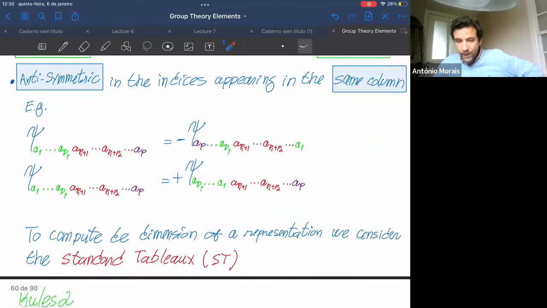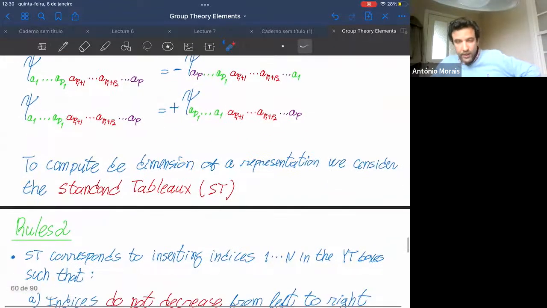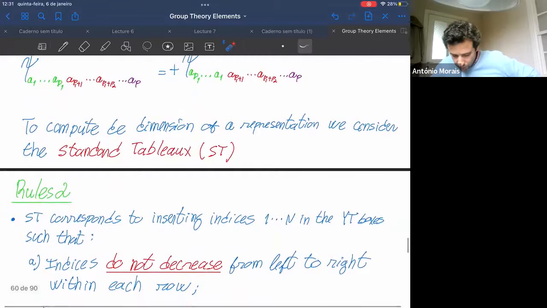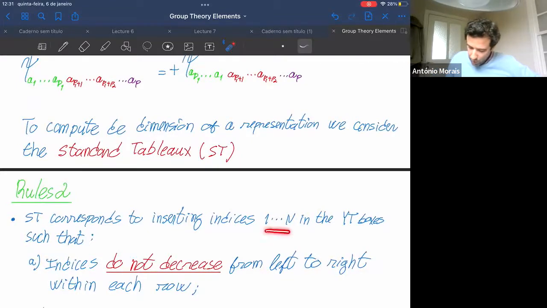Now, to compute the dimension of a representation, we need to consider another tableau, which is based on the Young Tableau, but is what is called the standard tableau. This leads up to the second set of rules. So this is for your exercises, this is what you will need. You need to look into these rules and apply them. The standard tableau corresponds to inserting indices 1 to n in the Young Tableau boxes such that, so you first draw the Young Tableau following the rules above, and then to build the standard tableau, what do you do?